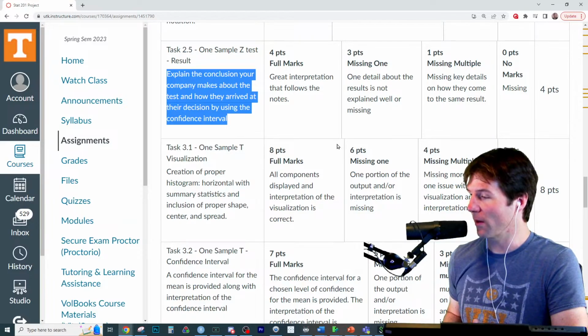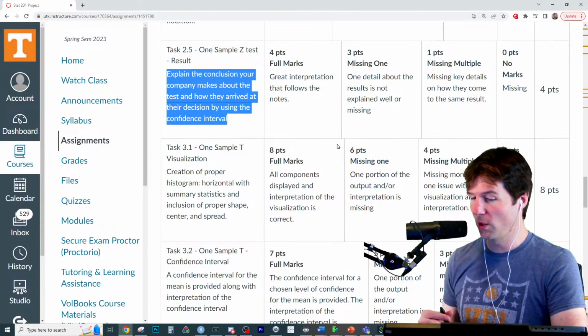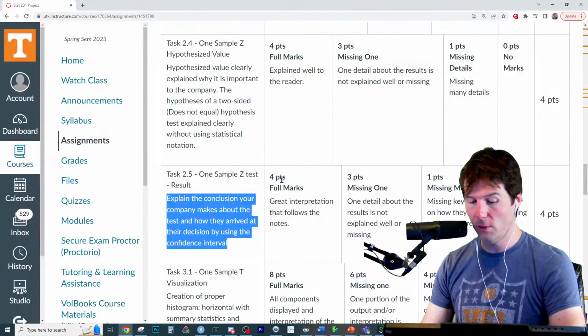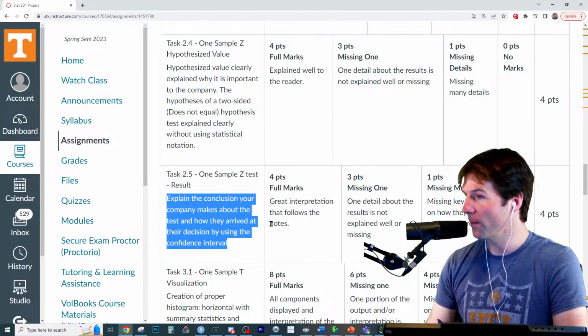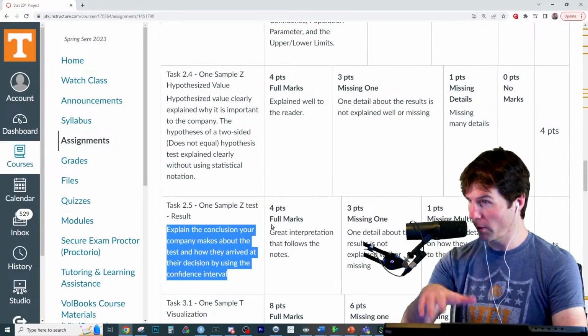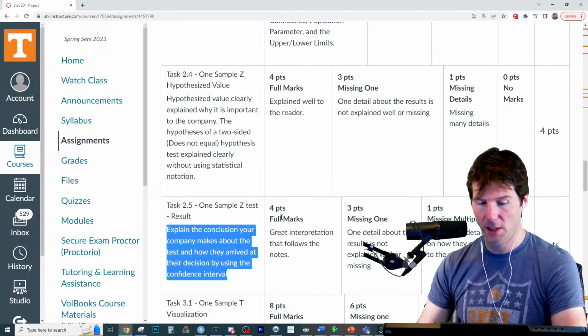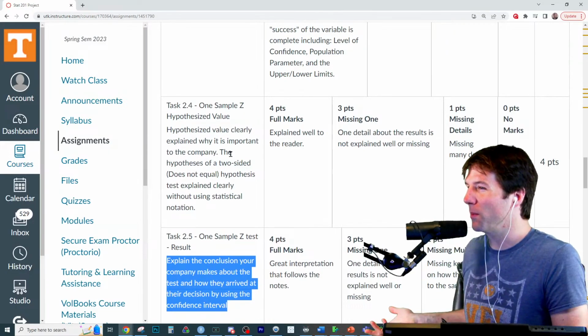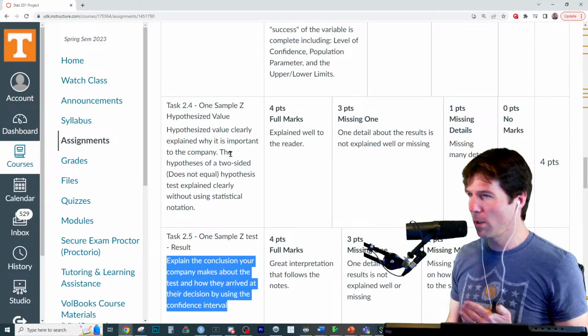So I think that should do it right there. So this right here: explain the conclusion your company makes about the test and how they arrived at their decision by using the confidence interval. We were talking about that just a moment ago with the inside, outside, and the reject, not reject. And then, what does it mean to reject that value? What are you saying?